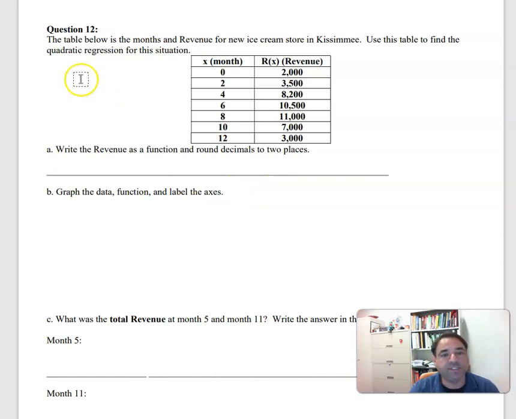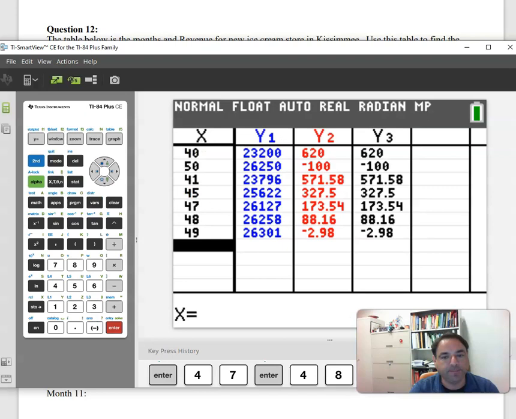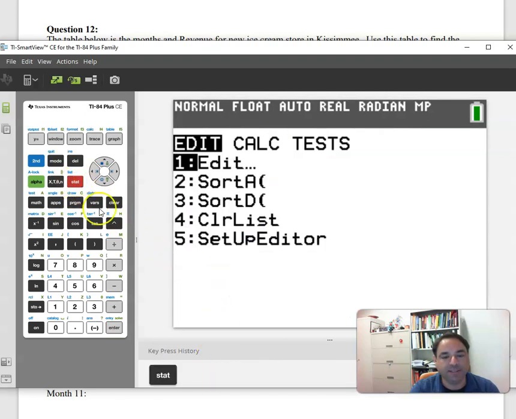Okay, for question 12, it says the table below is the months of revenue and new ice cream store in Kissimmee. Use this table to find the quadratic regression for this situation. Now, they did not give us the equation, so we're going to have to get the equation ourselves by doing, in this case, quadratic regression.